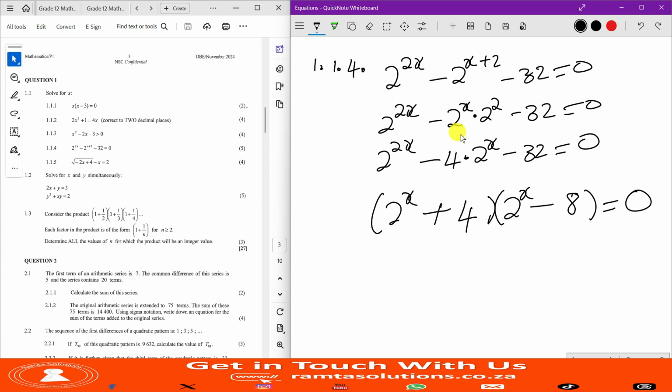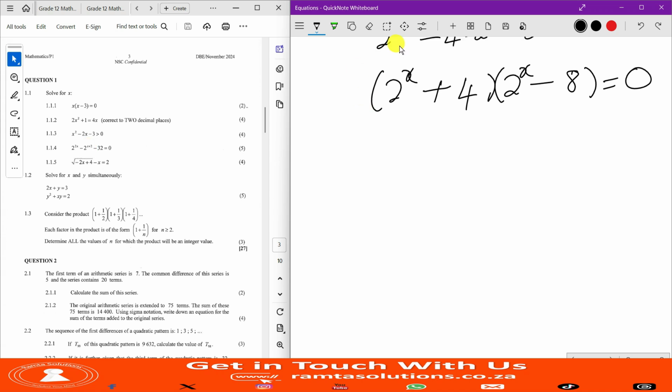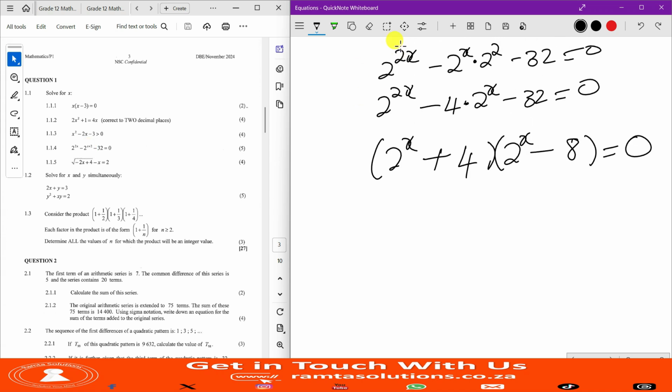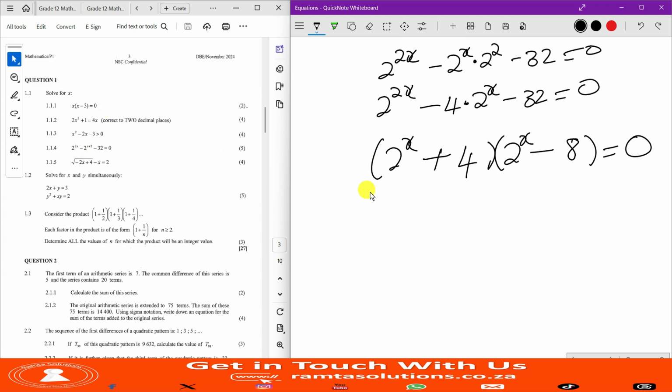So let's see if everything here is right. Let's proceed. When I look at this, I do see we have a minus, but we will see if it's an error. So we will say we have 2 to the x equals negative 4, or 2 to the x equals, not negative, but rather positive 8.